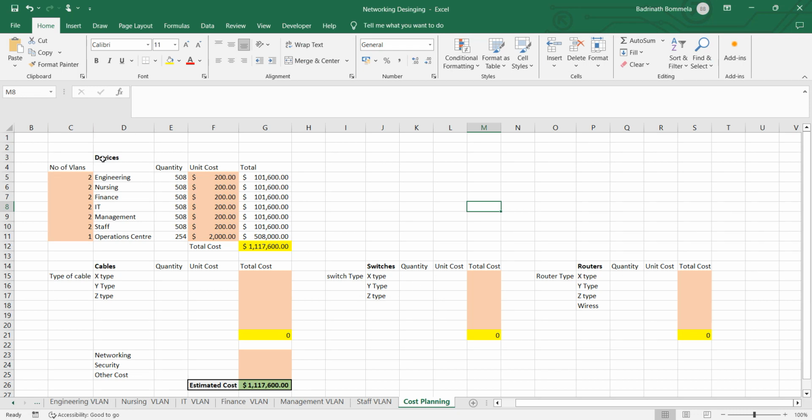The way it is done here, it is given for the devices, cables, switches, routers, and networking security and other costs. These are some of the costs that we can understand. So these are the number of VLANs you have selected. While writing the document, you might have selected a certain number of VLANs, right? For these three things, we have 1 VLAN each, and here you can enter your own number of VLANs. You can select two or three, whatever it is. These values will be updated automatically.